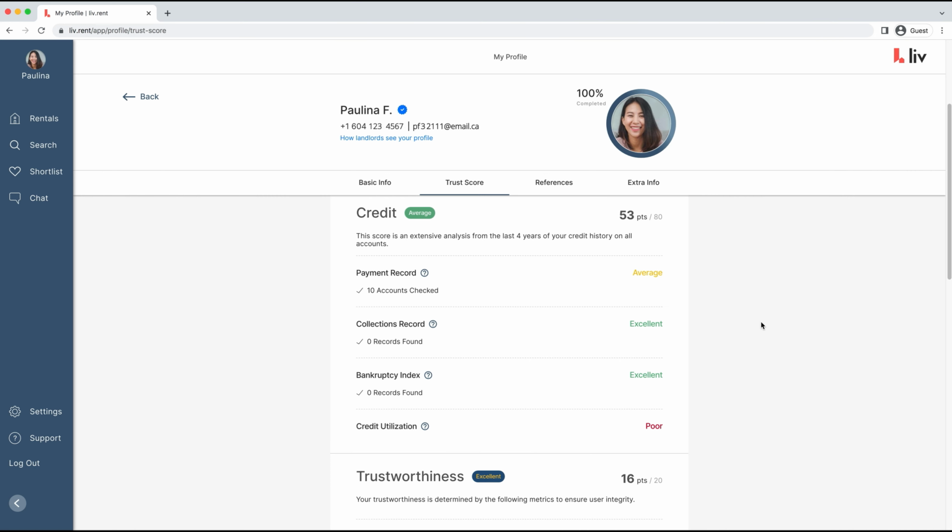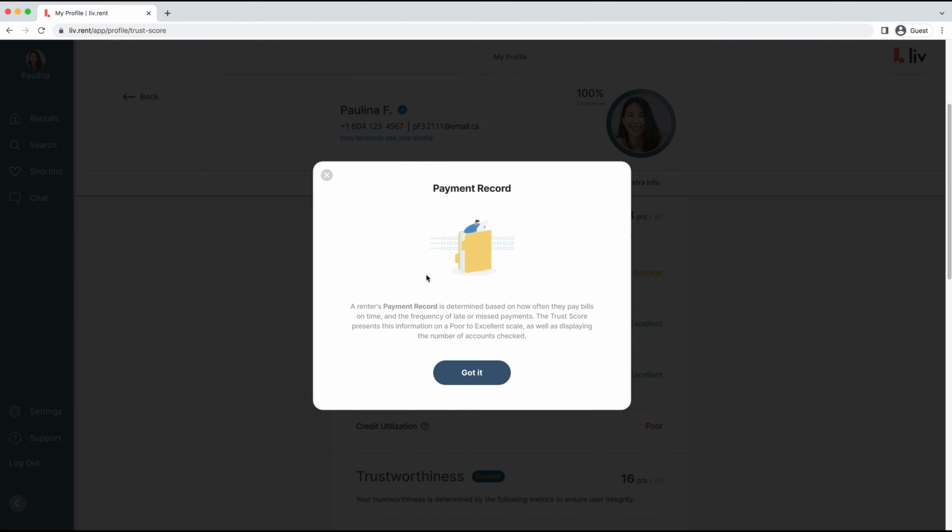Let's first look at the credit portion of your Trust Score, which counts for 80 of a possible 100 points. liv.rent uses Equifax reports to generate your credit history and displays this information in 4 sections. Let's start at the top with the payment record. Anytime you pay a bill, make a purchase using credit, take out a loan, or miss a payment, this information is reported to major credit bureaus.